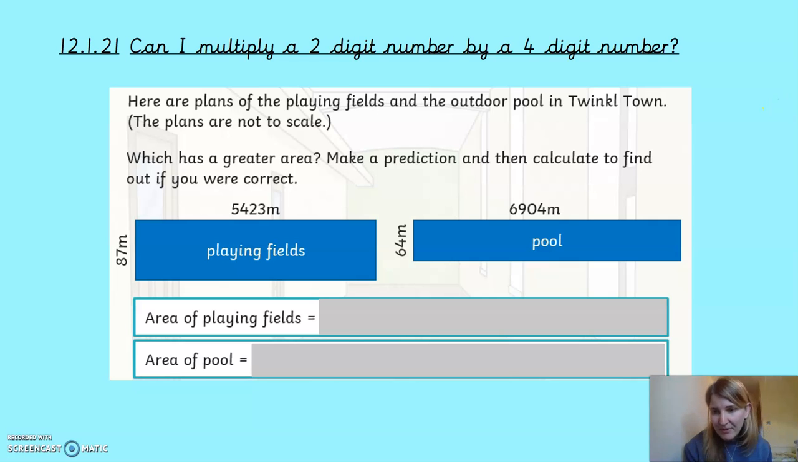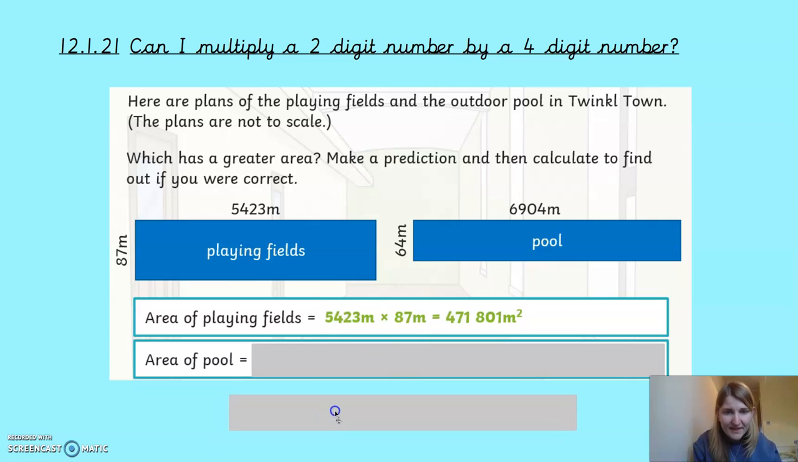Right, I imagine that one probably took quite a lot of time because there were two big calculations to do there. For me, my prediction would be that the playing field would be larger because, although the length is smaller, its multiplier, the width, the 87 there, is bigger. But I don't know, I could be entirely wrong.